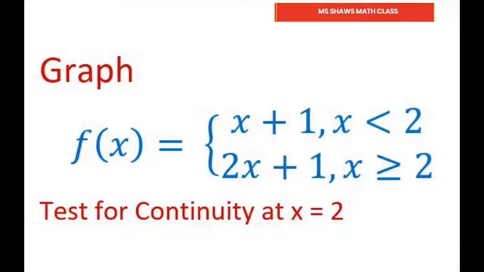Hi everyone, we're going to graph this piecewise defined function here and test for continuity at x equals 2. So we're going to do this part first and then graph and see why it's continuous or not continuous.